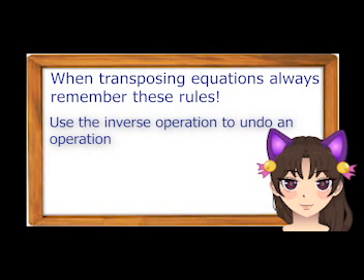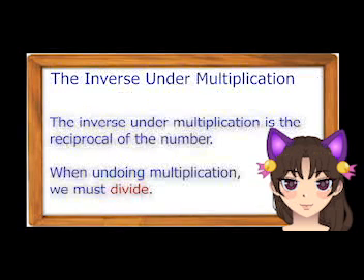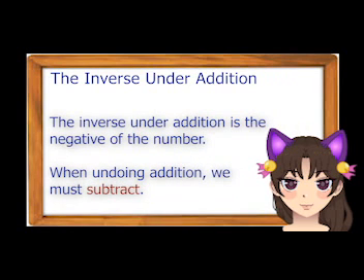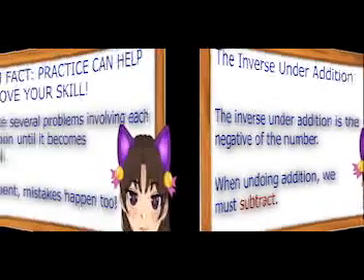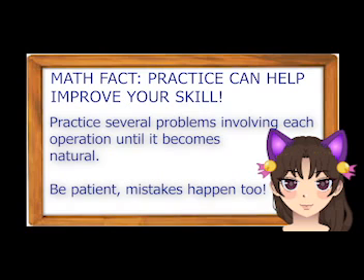So where you had multiplication, to undo multiplication, you have to divide. Where you had a division, to undo the division, you had to multiply. You had addition, to undo that, you would have to subtract. And if you had a subtraction, to undo that, you would have to add. With practice, with transpositions, you will get the hang of it, and you'll be able to do them much more easily.